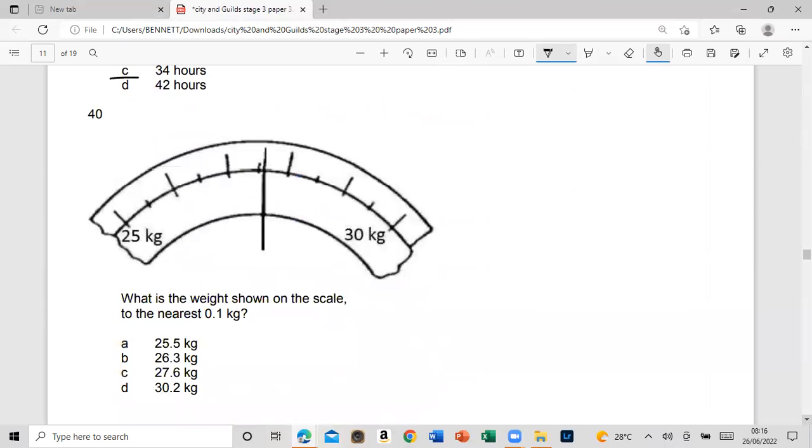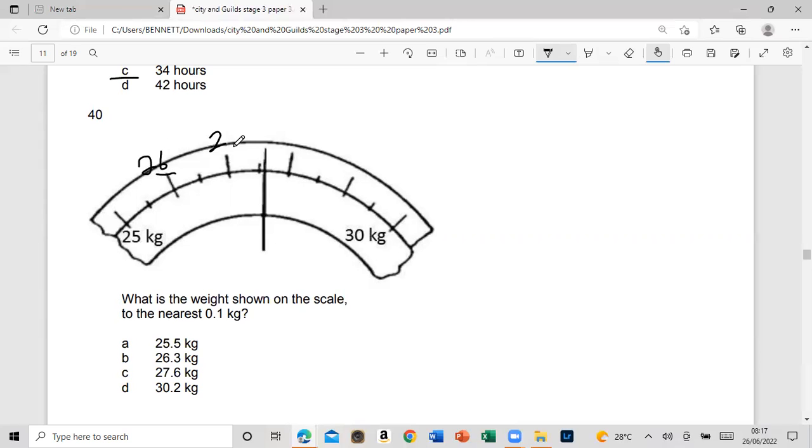What is the weight shown on the scale? Alright, so we have 25 kilograms to 30. So we need to figure out one value. That's the first thing. Let us assume that it is 1. So 25, 26, 27, 28, 29, 30. So I was correct. Each one of them here is 1. That makes it a little bit easier.